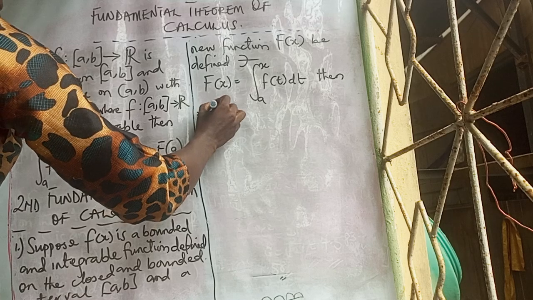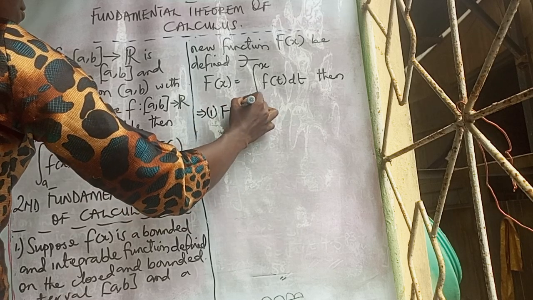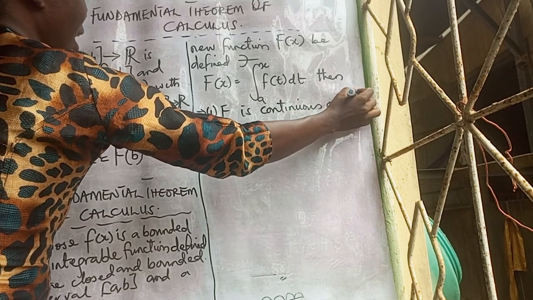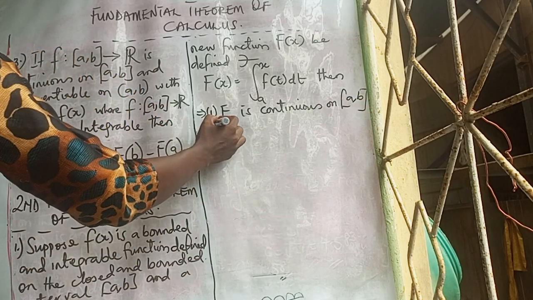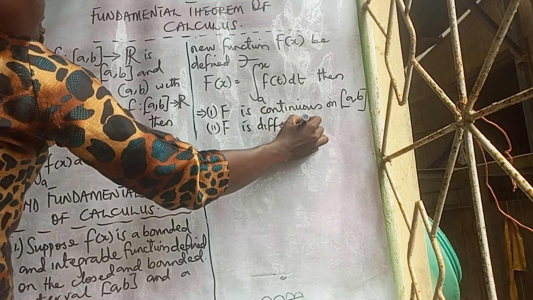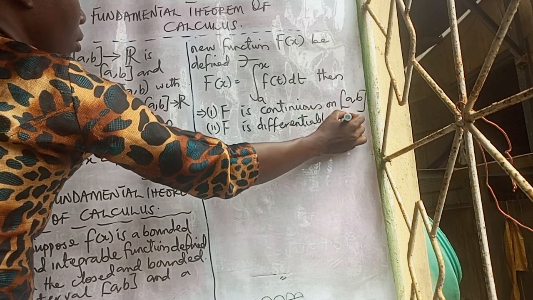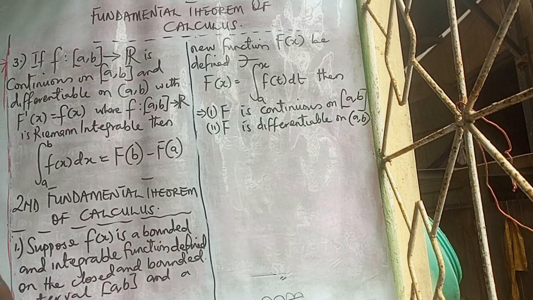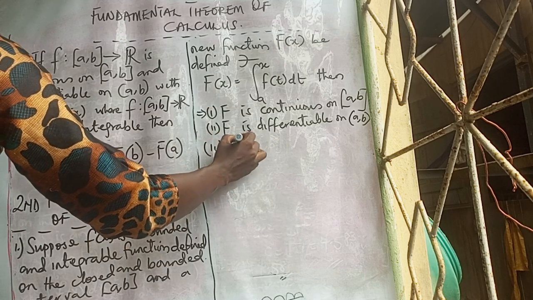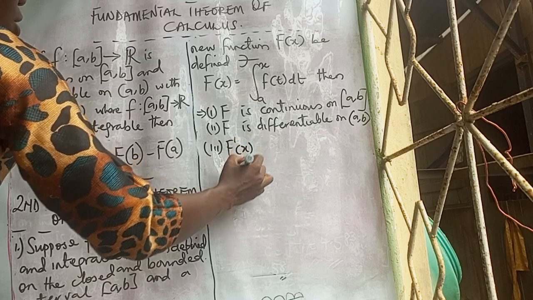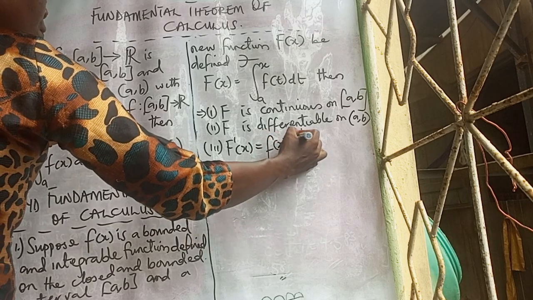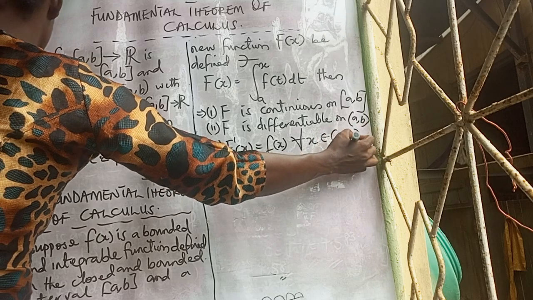then it means that what? 1. Capital F is continuous on the closed interval AB. Capital F is differentiable on the open interval AB. And then lastly, the differential of capital F of x is equal to small f of x for all x elements of AB.